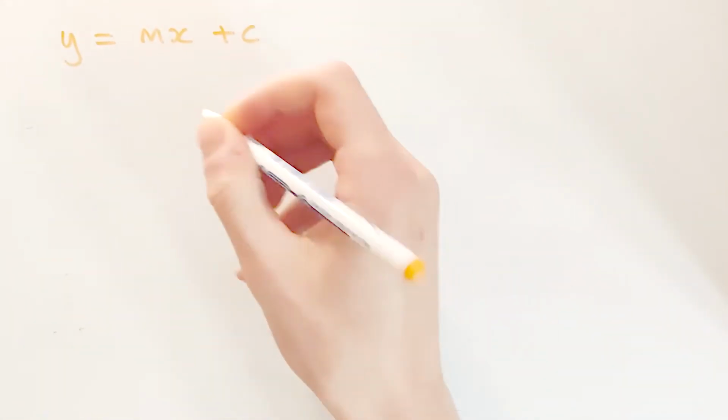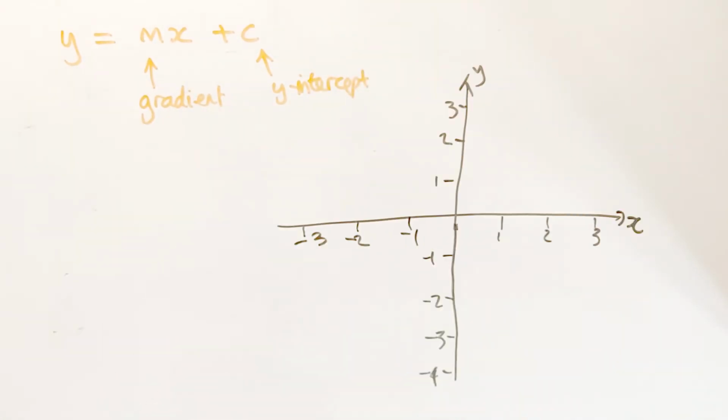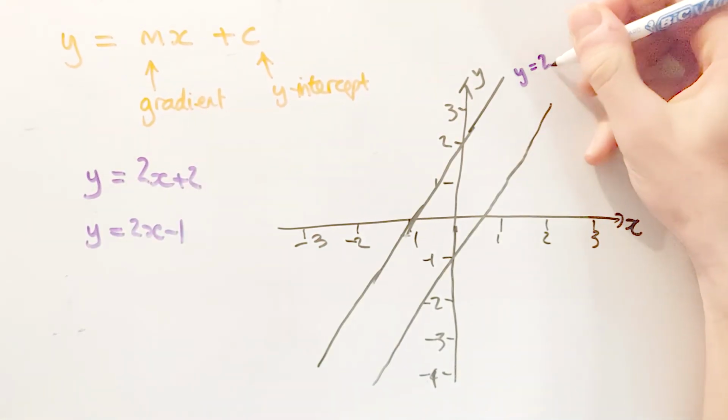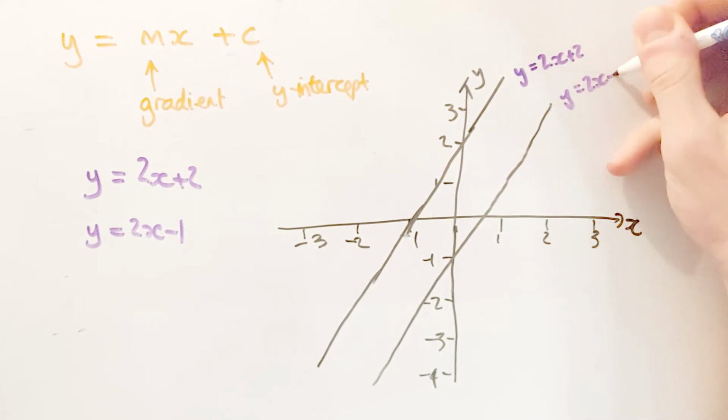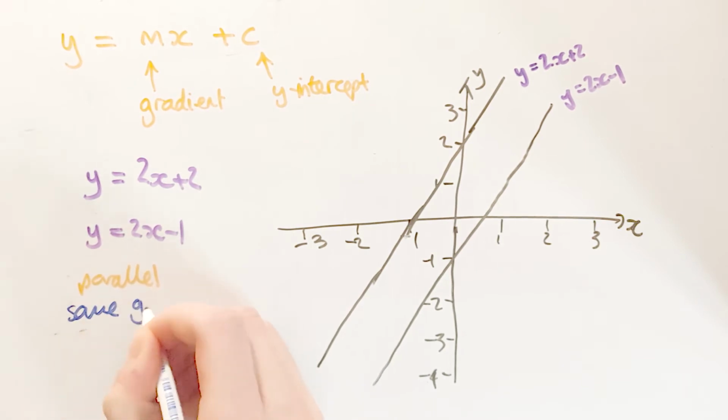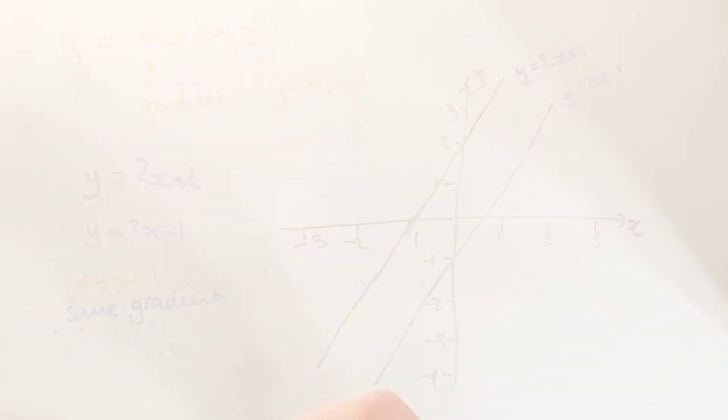All straight lines can be rearranged into the form y equals mx plus c. The m is known as the gradient, which is the steepness of the line. If two lines have the same gradient, they'll be parallel to each other. For example, both of these lines have gradient 2. This means every time you move across 1 in the x direction, you move up 2 in the y direction.